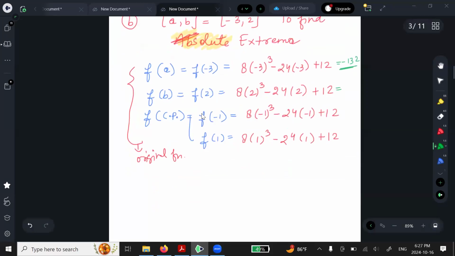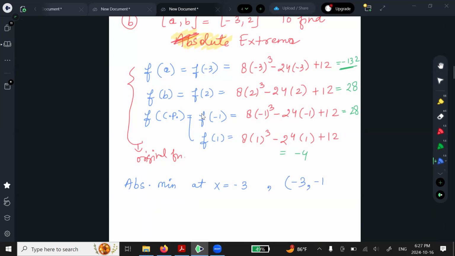Anybody else has answers for the rest of them? If you do it faster. 28. 28 for second one. This will be -8, +24, +12. So 28 I get again, right? What about here? -12 plus 8, I get -4. So clearly I have absolute min at x equals -3. If I ask you the coordinates in exam, you just write the function value.